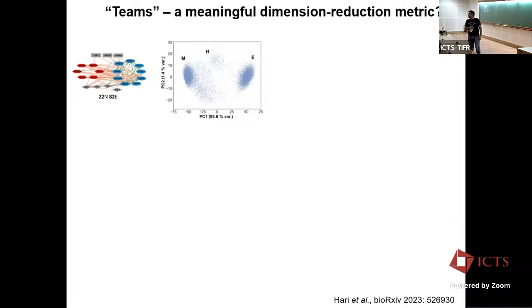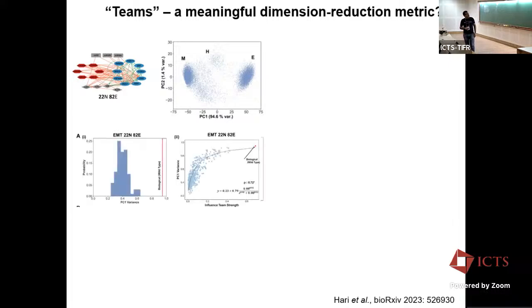95% of the variance can be explained by principal component 1. Okay? When you do this for random networks, that distribution's mean is around 30 to 40%. Let's project these things together. The x-axis is team strength, the y-axis is principal component 1 variance. This is where the wild type lies, far away from 1,000 random networks.